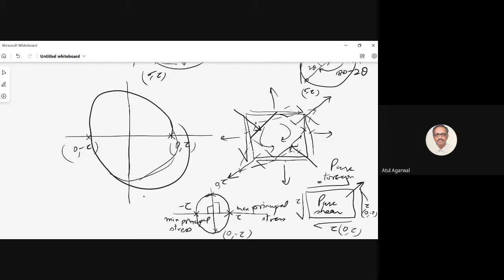Here you are having normal stress. Here you are having normal stress. So only for this element, sigma xx and sigma yy are 0, while tau xy is non-zero. So you have defined certain directions. For them, you are saying pure shear.